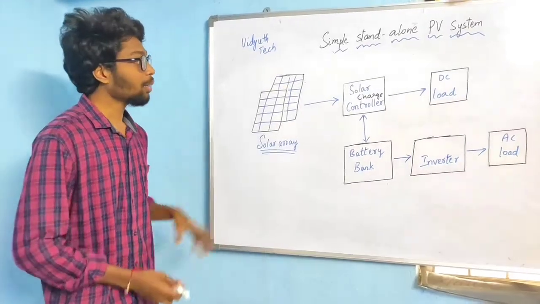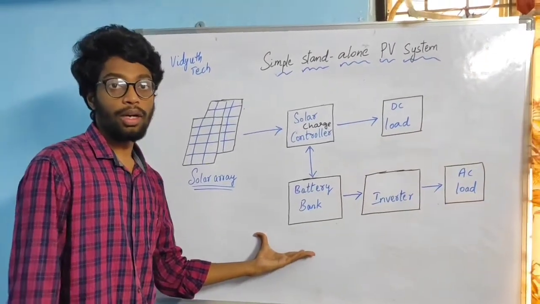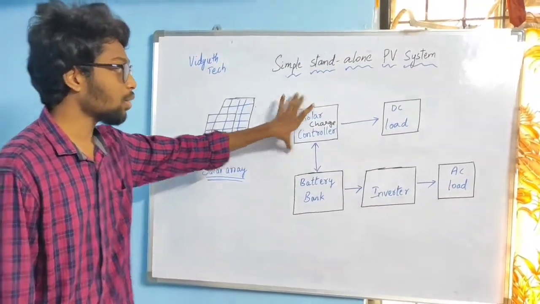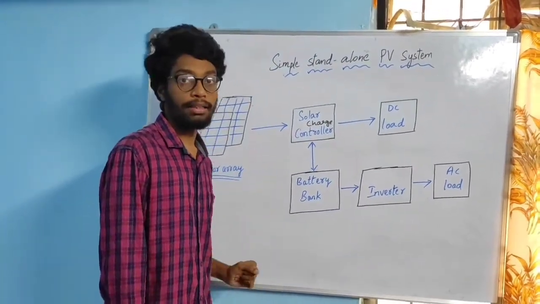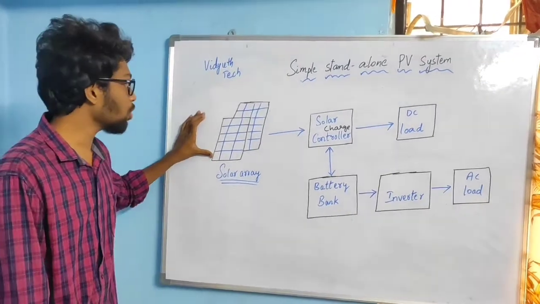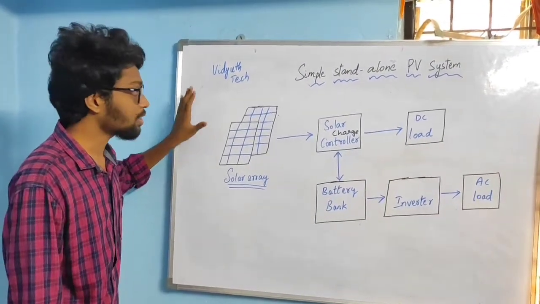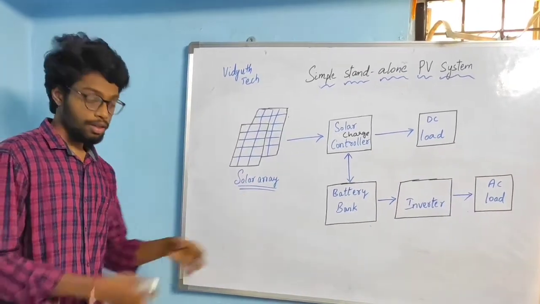Okay, friends, coming to this over here, you can see block diagram of the standalone photovoltaic system. Here you can see solar array, solar charge controller, DC load, AC load, inverter, battery bank, like that. These are the requirements. Of course, another parameter we are going to require is area for the installation.